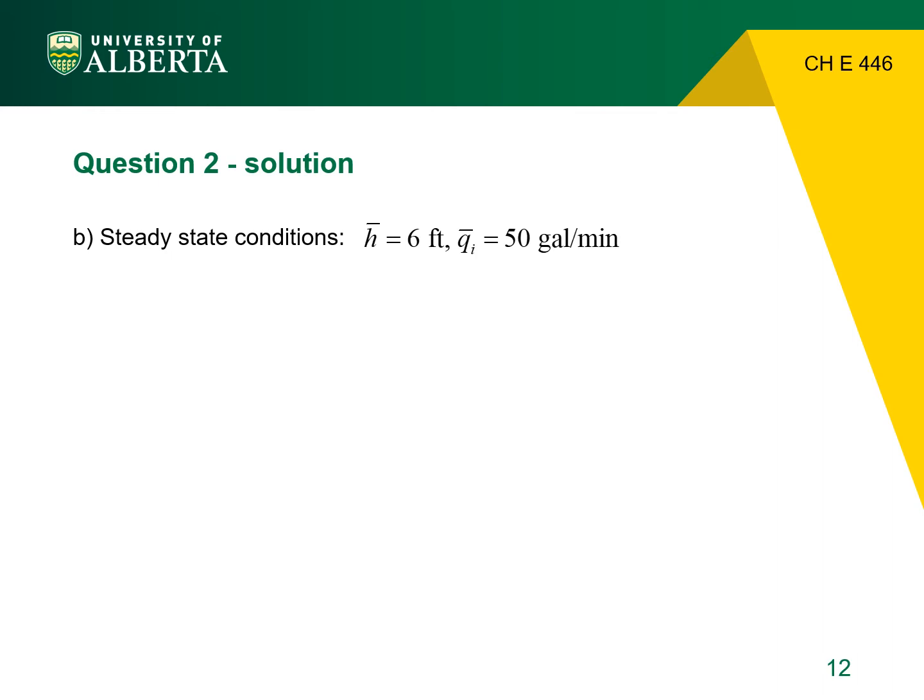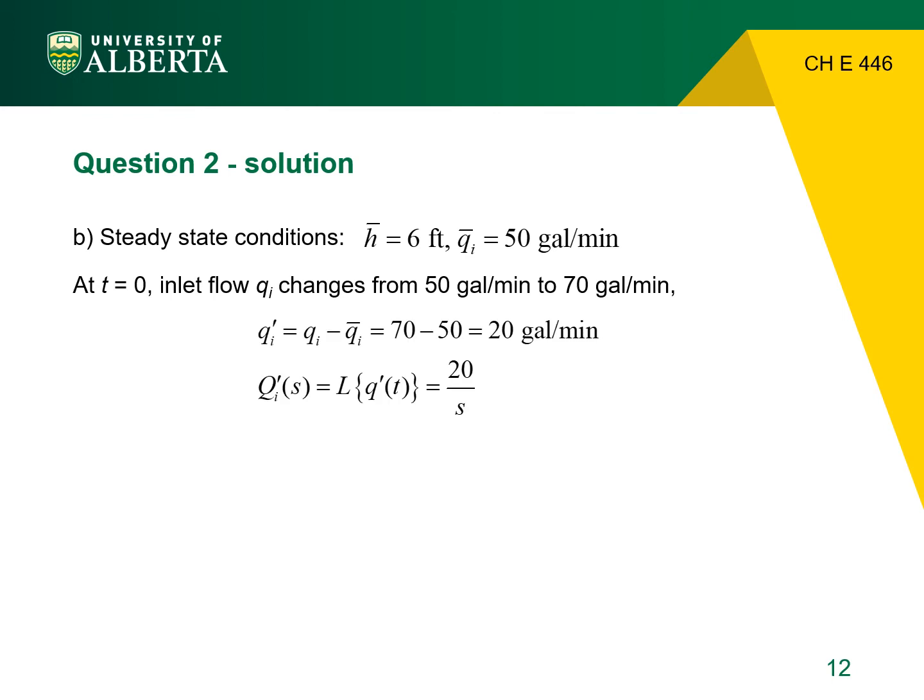For the next part of the question, in order to find the transient response of the systems, we start from the steady state of the systems. Since the flow rate Qi changes from 50 to 70 gallons per minute, the deviation variable Qi prime equals 20 gallons per minute. Upon taking the Laplace transform of Qi prime, we get Qi prime of s equals 20 over s.